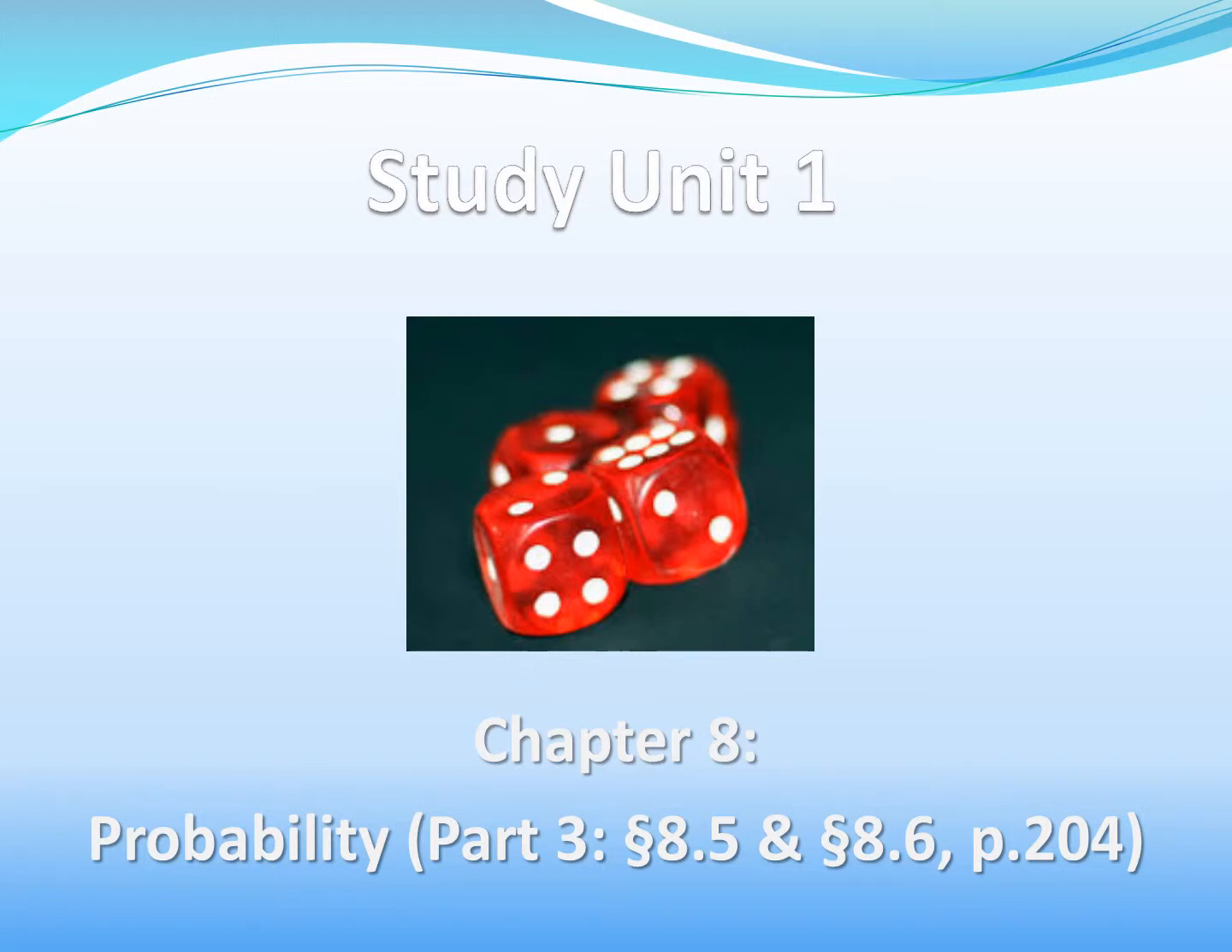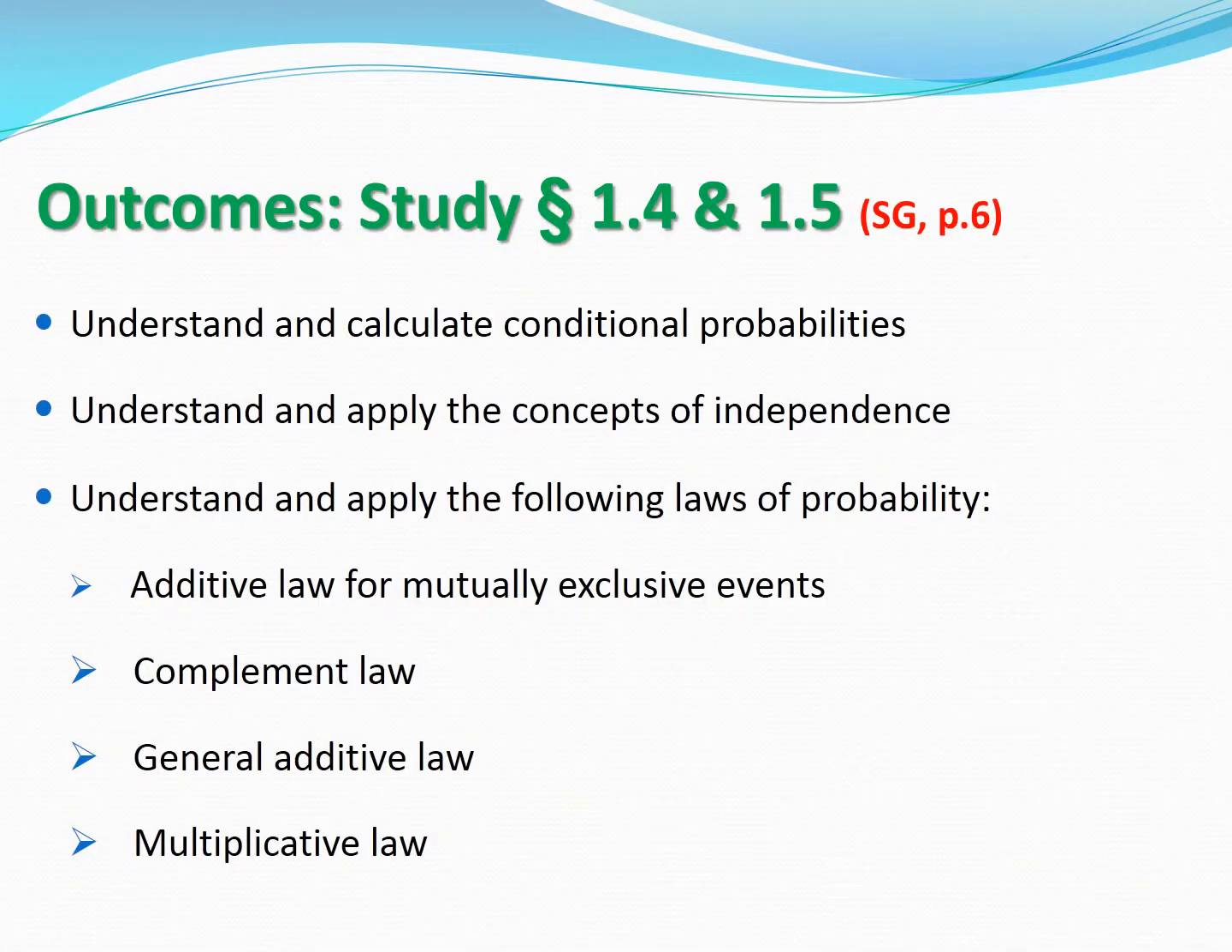The third part of Chapter 8 is on sections 8.5 and 8.6, so you can go to page 204, please. If you look at the outcomes in a study guide, you should be able to understand and calculate conditional probabilities and understand and apply the concepts of independence. Here, you should be able to prove that two events are independent, or you should be able to use the formulas in calculating probabilities. Then you should also be able to understand and apply the 4 laws of probability.